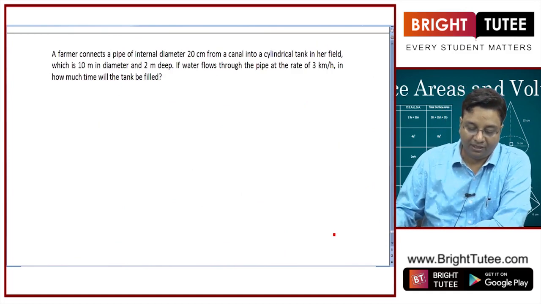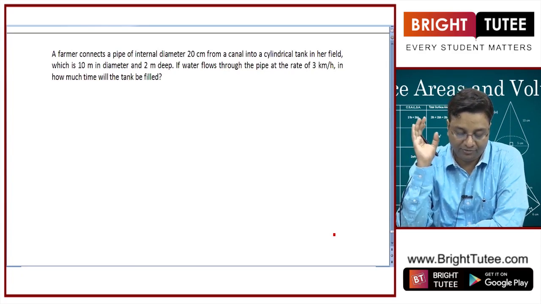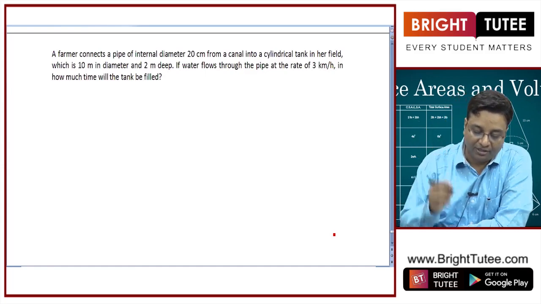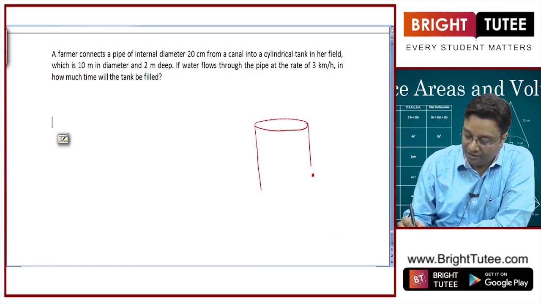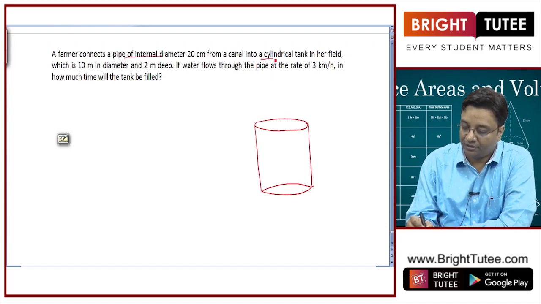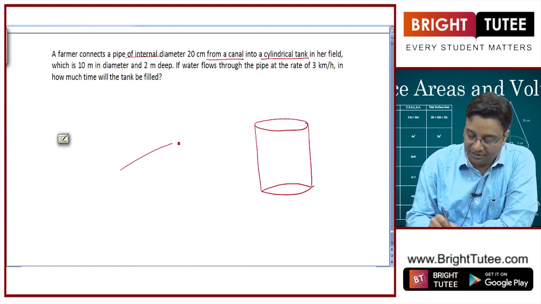Okay. A farmer connects a pipe of internal diameter 20 centimeter from a canal into a cylindrical tank in her field, which is 10 meter in diameter and 2 meter deep. If water flows through pipe at a rate of 3 km per hour, in how much time will the tank be filled? So it depends on what is the volume of this tank and what is the volume that is being flowing out of this canal, right? So there is a canal and a pipe is attached to this cylindrical tank from that canal, right?